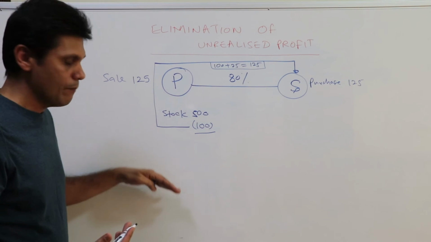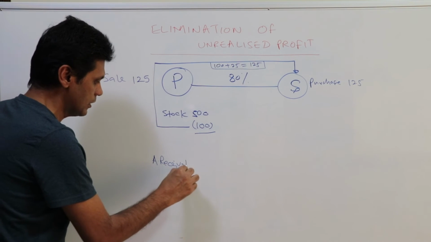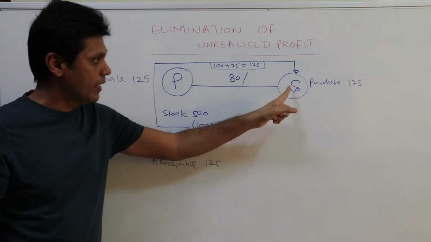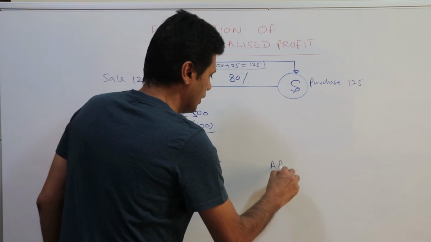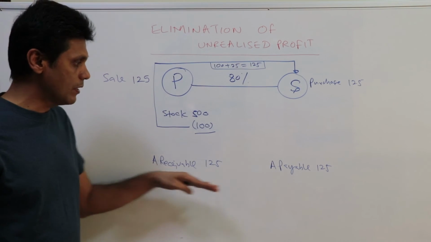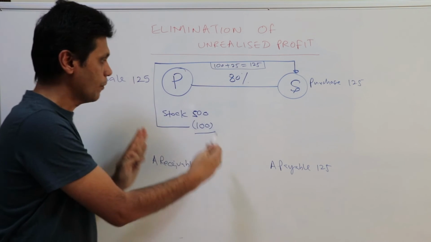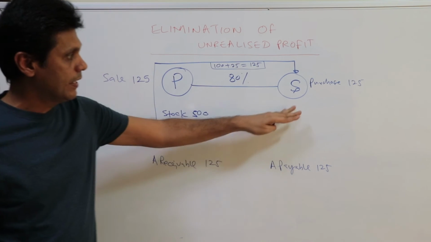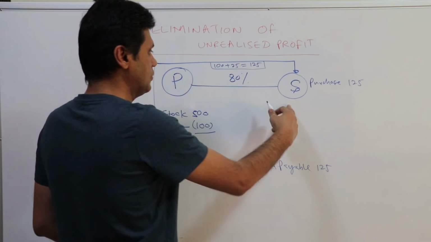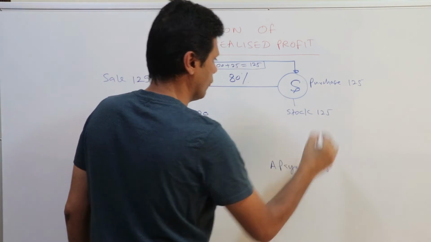Therefore, in their balance sheets, P will have an accounts receivable balance of 125 from S company, and S company will have an accounts payable balance of 125. These are the receivables and payables as far as the separate financial statements are concerned. And in the meantime, since S has purchased, S company will have stock worth 125.